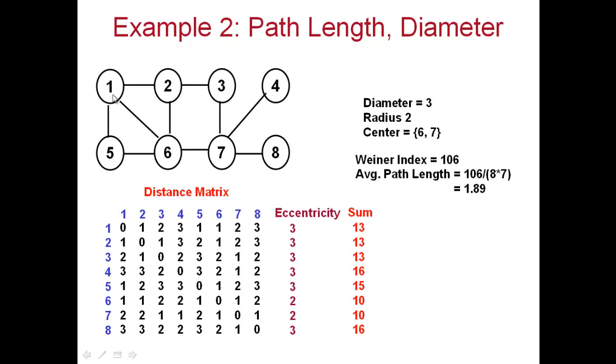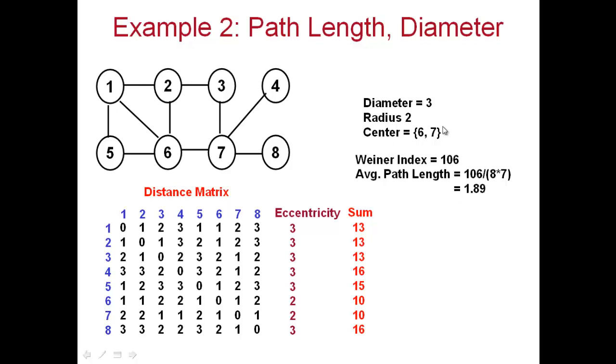And every other vertex is considered to be in the periphery, attached to some vertex in the center. So 1, 2 and 5 are attached to 6, and 3, 4 and 8 are attached to 7. So these other vertices are considered to be peripheral vertices. Now you can also come up with what is called the average path length, which is this Wiener index divided by the number of pairs of vertices we can consider.